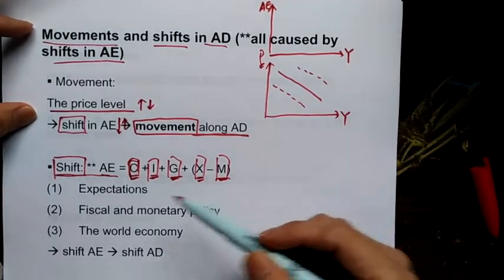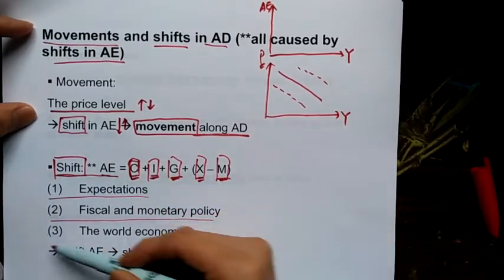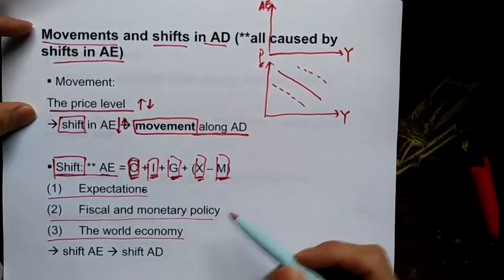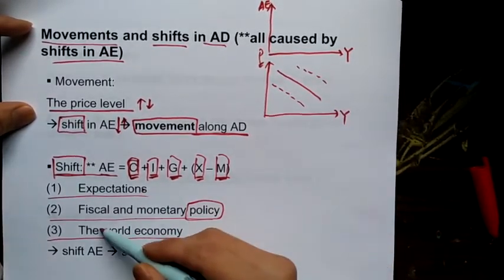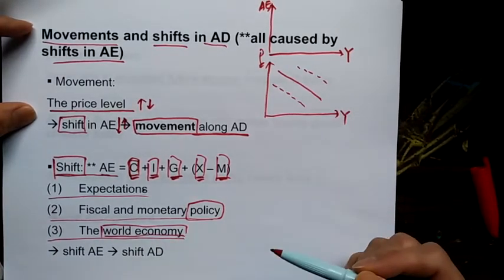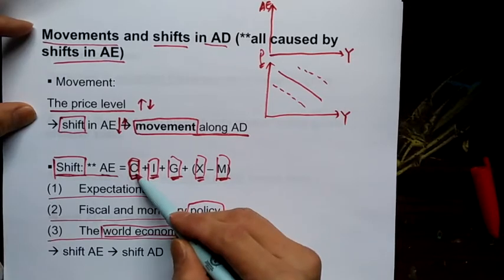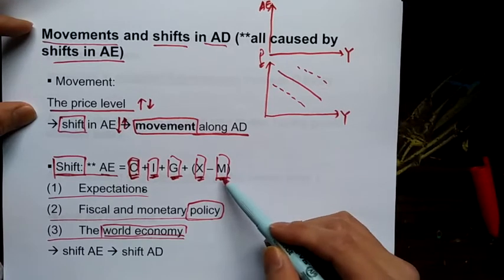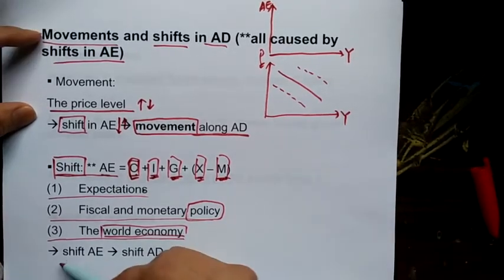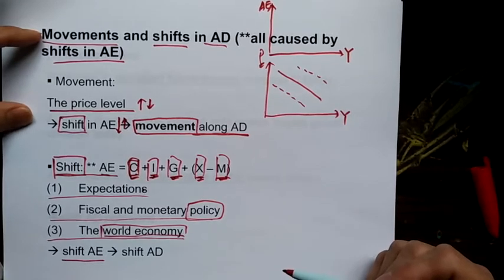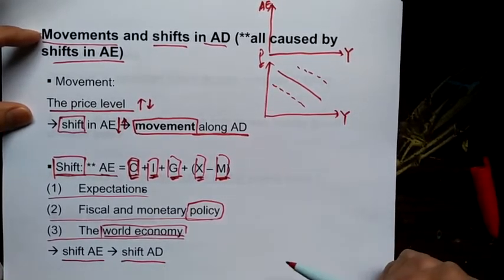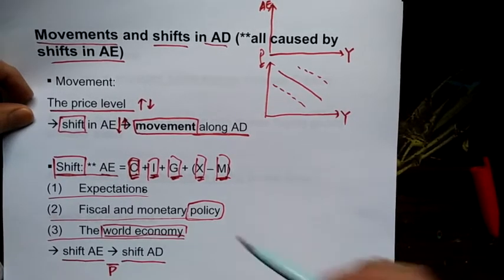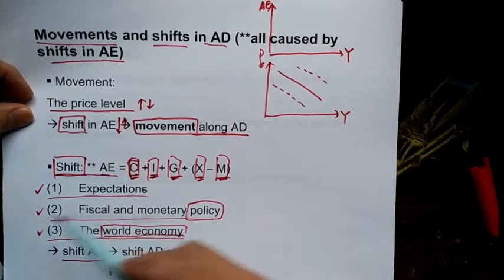We put the factors into three categories: expectations, policies, and the world economy. These will change C and or I and or G and or X and or M. Then that will shift the aggregate expenditure function and therefore shift the aggregate demand function because price doesn't change. Alright, so let's go through these three factors one by one.